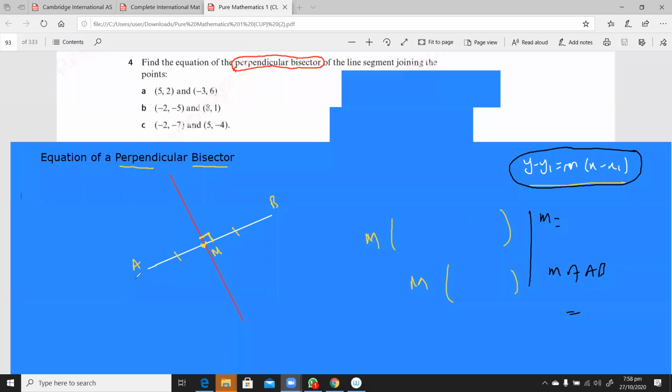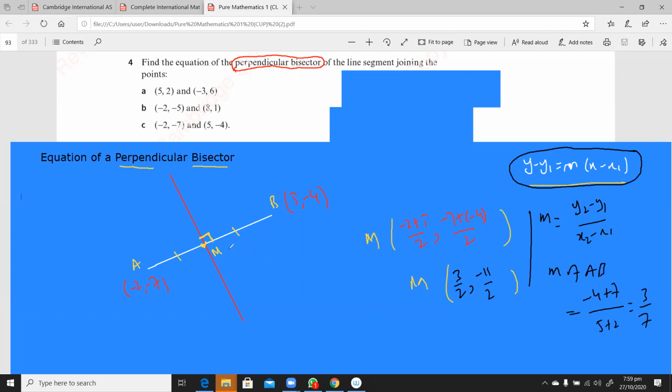Okay, C part. Now suppose the point A is minus 2, comma minus 7, and this is the point B, which is 5, comma minus 4. The first thing we do is find the midpoint, that is x1 plus x2 over 2, that is minus 2 plus 5 over 2, comma minus 7 plus minus 4 over 2. So we have this as 3 over 2, comma minus 11 over 2. That is the midpoint. Now the gradient is y2 minus y1 over x2 minus x1. So the gradient of AB is minus 4 plus 7 over 5 plus 2. So that is 3 over 7.